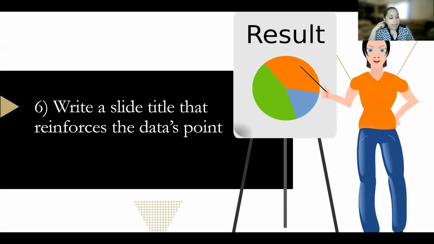So that was an example. And number 6, but not the last one. Write a slide title. We talked about this. Write a title that reinforces the data's point. A title is always good and important when you're using slides, when you're using visual aids, when you're using a PowerPoint. Para cada diapositiva, for every slide, you should be using a title that reflects the information that you're using there. Here, my title is: write a slide title that reinforces the data's point. The number 6, that's my title.